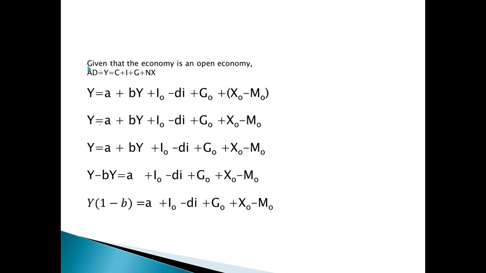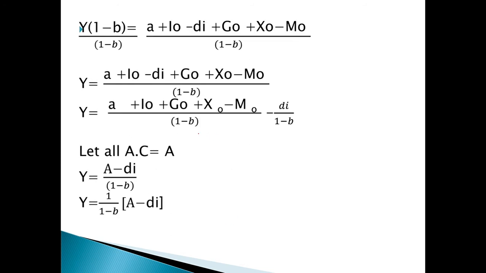So by opening the brackets, we have what is here. And also, we are going to collect like terms by bringing the variables with Y to the left hand side and leaving all other variables on the right hand side, which is what we've done here. Factorizing Y out, we are left with 1 minus b in the bracket, and we still have the same thing on the right hand side. So to get the value of Y, we have to divide both sides by 1 minus b.